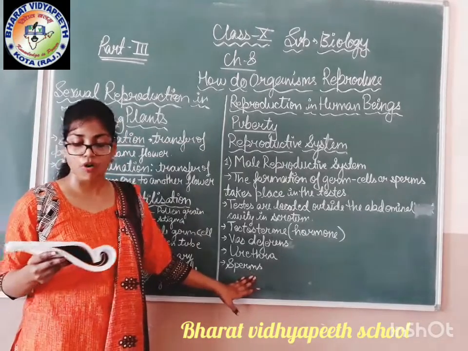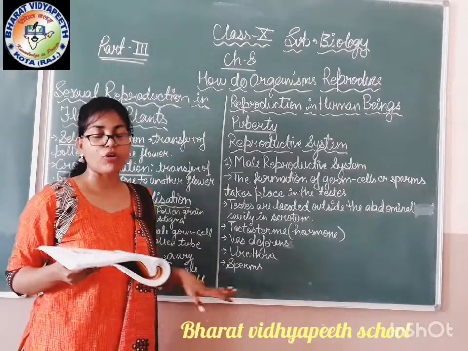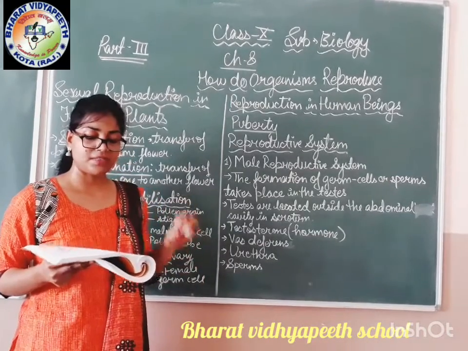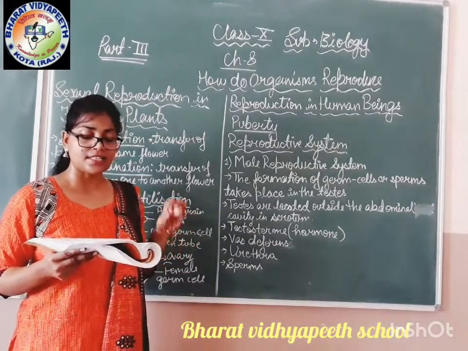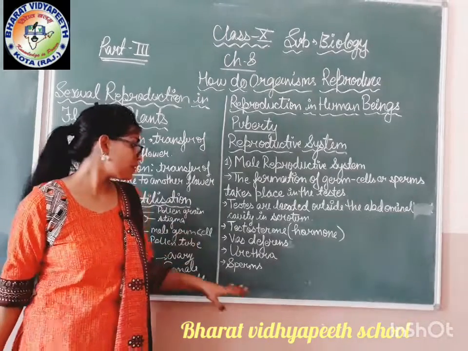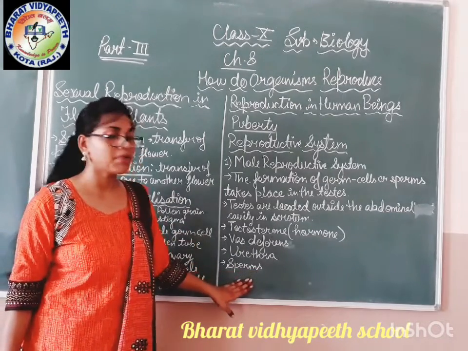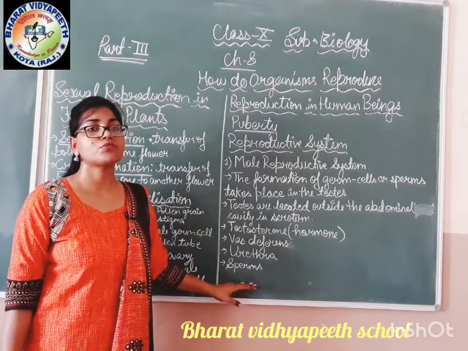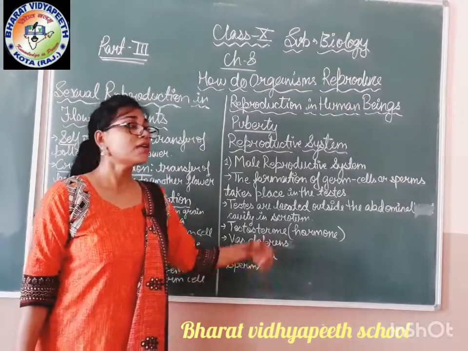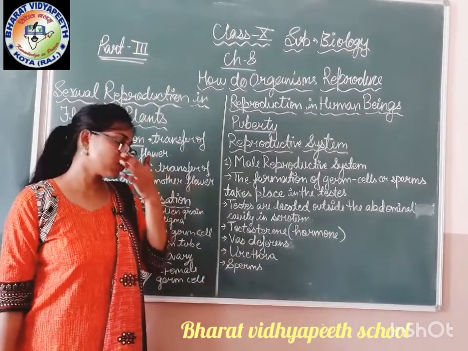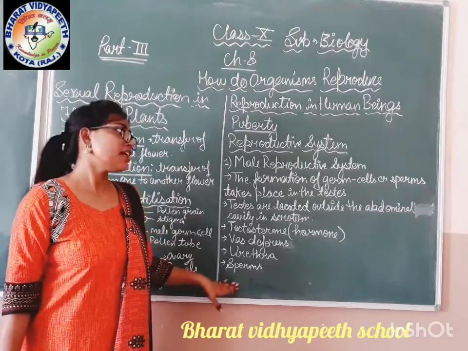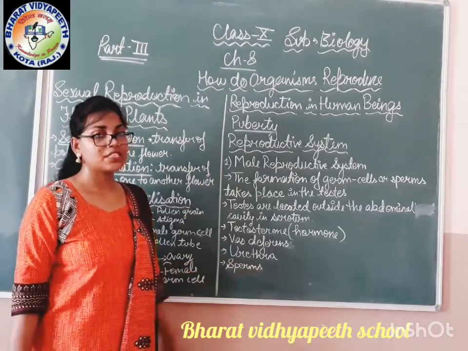The sperm is a tiny body that consists mainly of genetic material and a long tail that helps it move forward to the germ cell. The long tail helps the sperm move from one place to another, and it carries the genetic material. This is all about the male reproductive system.